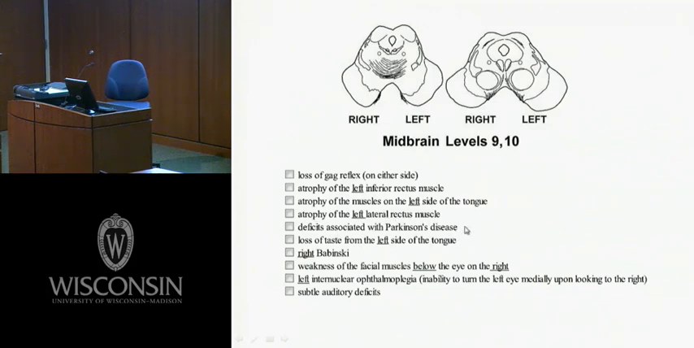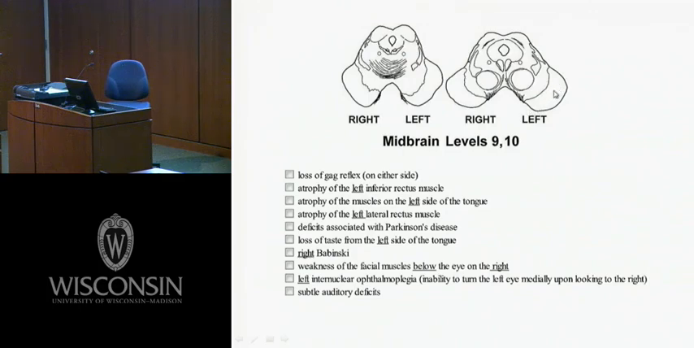Deficits associated with Parkinson's. Is there anything here or here? Yeah, substantia nigra. How about loss of taste from the left side of the tongue? Anything on the left side here? Yep, STT. Right Babinski. Well, cortical spinal, bulbar pontine on the left side would give you a right Babinski. That's true. Weakness of facial muscles below the eye on the right. Yep. Cortical bulbars here on the left. You've got the cortical spinals, cortical bulbars here on the left.